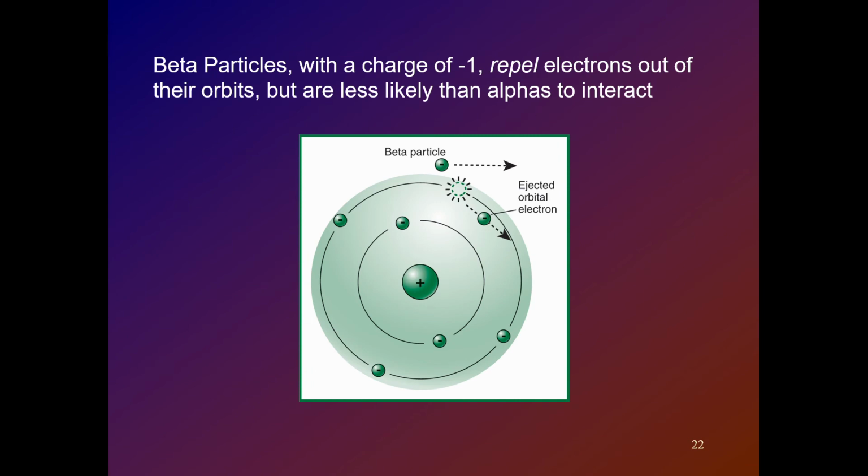Beta particles can do this as well, not by attraction, but by repulsion. The beta particle can repel an orbital electron, similar in at least concept to how you would take two magnets and stick the north poles facing each other and the magnets repel each other. Similar in concept to that.